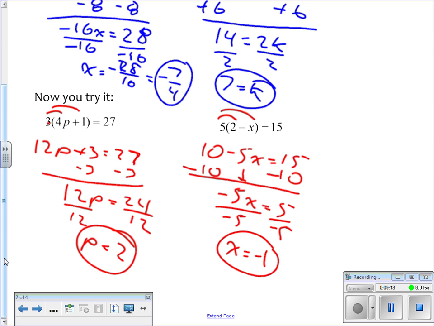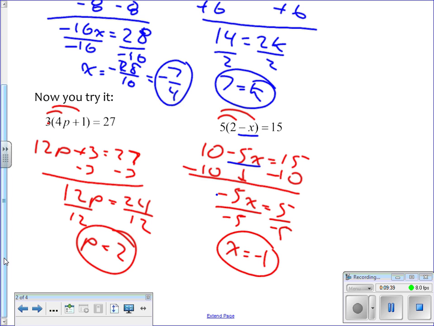So the original problem has a minus x, right? When I distribute, that negative stays there. That doesn't go away. That's why I have a negative 5x. So the negative in front, that minus is still there. And that minus still has to be here when I bring it down. Okay? That's why that's negative.